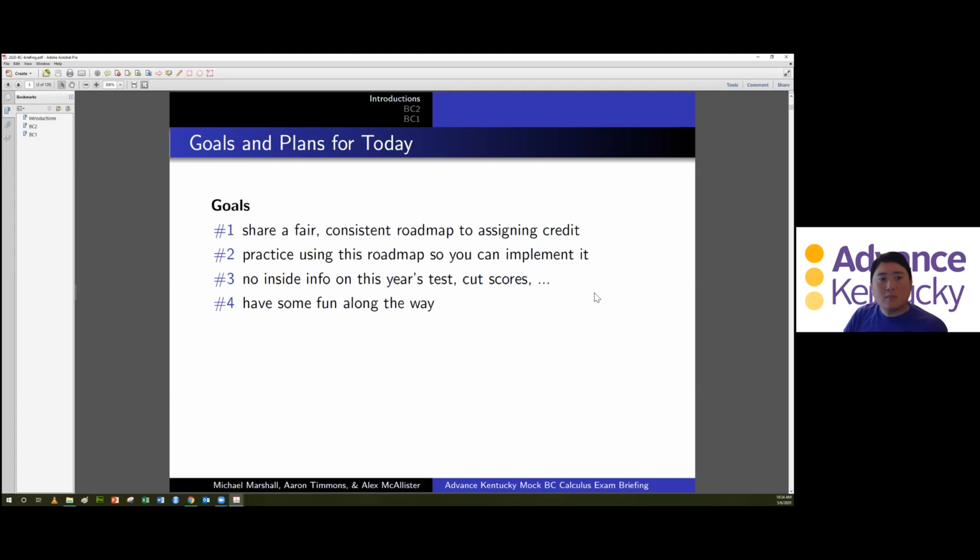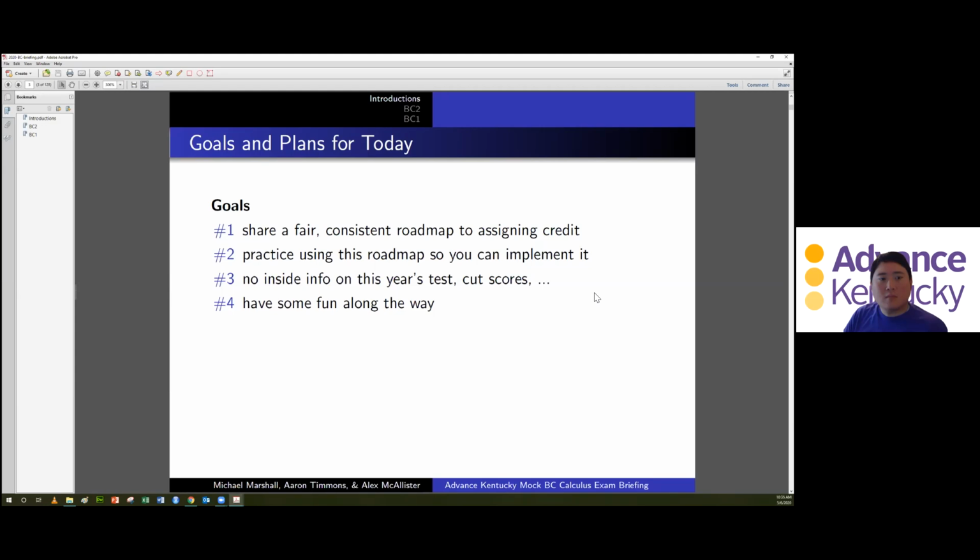If you can imagine, we've got 500 people that we want to grade the exact same way. And unfortunately, we know a lot of mathematics, so we could do that, but it can't be the same way that everybody wants. And so we're going to share with you the roadmap we've come up with through conversation these last couple of weeks. We're going to practice using it along the way so you can look at your students' work and grade it too.